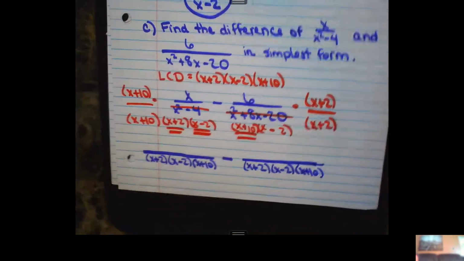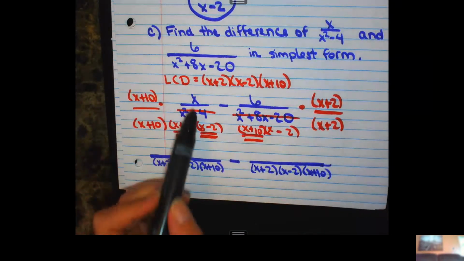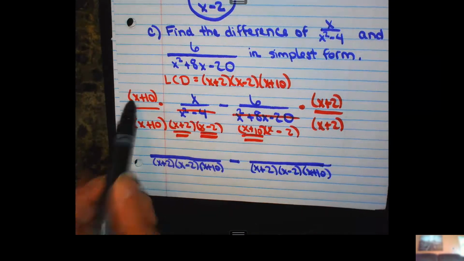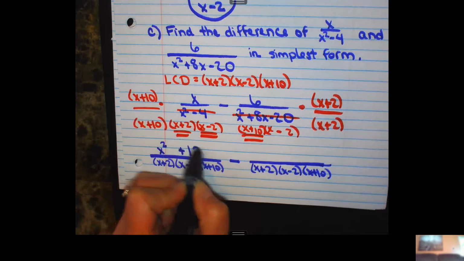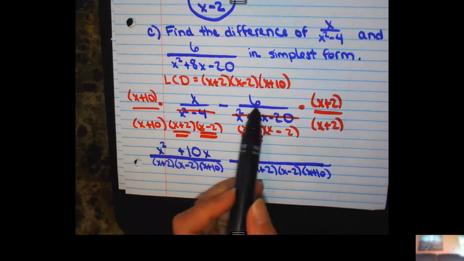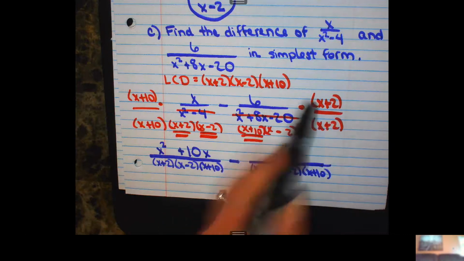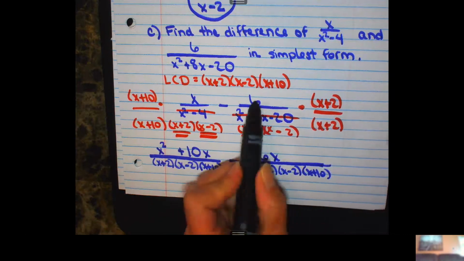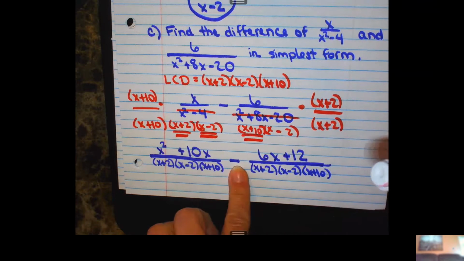Now what we have to do to get our new numerators, we're going to multiply what we had on the top. So if we multiply x times x is x squared, x times a positive 10 is positive 10x. Over here, we're going to multiply everything by x plus 2, so 6 times this. So 6 times x is 6x. 6 times 2 is positive 12. I deal with this minus at the end.